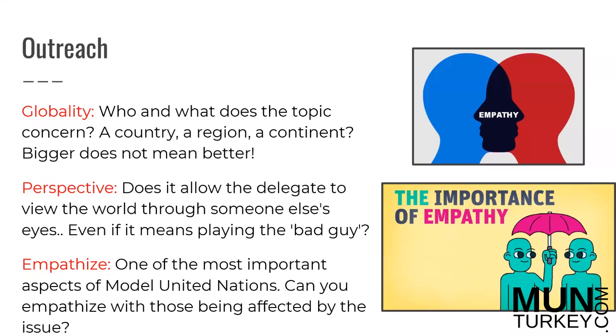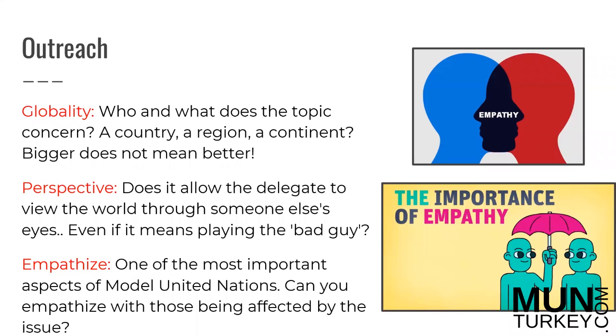So, perspective. I think this is one of the more important parts. Your topic should let people see the world through someone else's eyes, even if it means playing the bad guy in a sense. For example, if you've been in a Security Council committee, there are a lot of struggles between P5 countries with veto powers, and Russia and the United States going against each other, and some people might feel bad about that because they don't want to argue against other delegates, and that's perfectly understandable because nobody wants to be aggressive, but you have to understand that you're saying people's perspectives in a way. For example, you're not being yourself, you're being Russia.